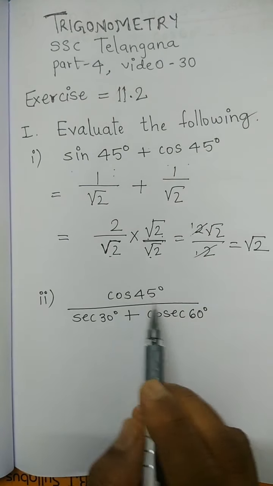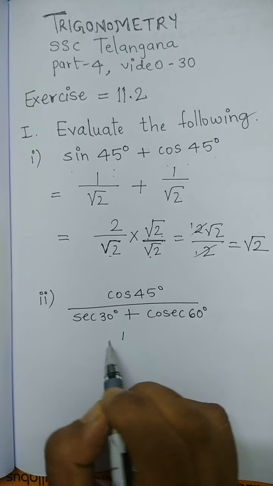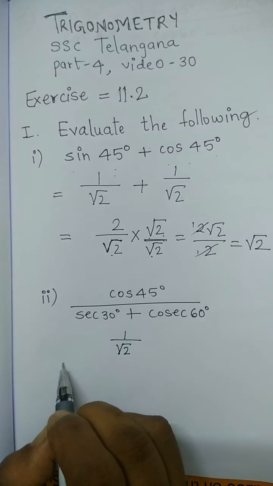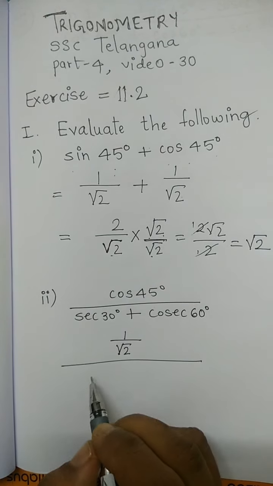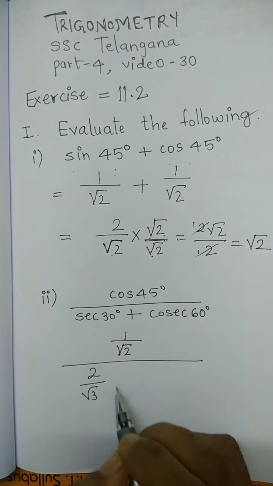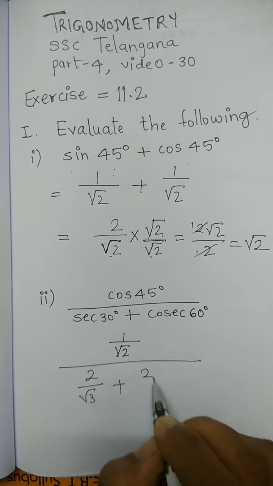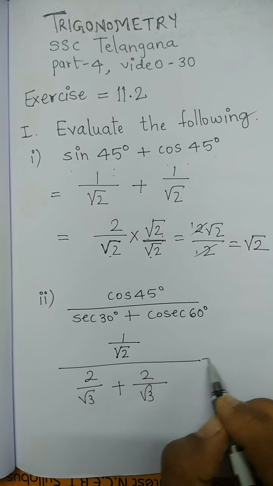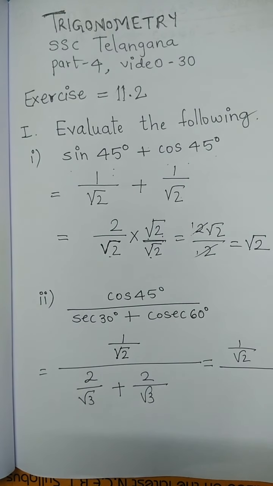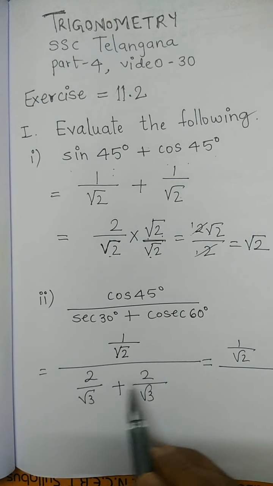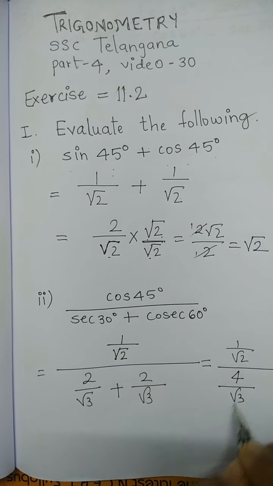Now, cos 45 degrees. Just now we have written the cos 45 degrees value. Cos 45 degrees is 1 upon root 2, upon sec 30 degrees. Sec 30 degrees is 2 by root 3, plus cosec 60 degrees. What is the value of cosec 60 degrees? Again it is 2 upon root 3. Means 1 upon root 2 whole upon, here again the denominator is the same. You can add the numerators directly. So 2 plus 2 will be 4 upon root 3.